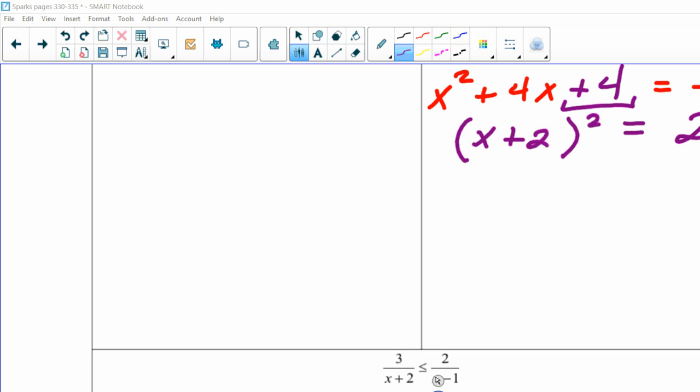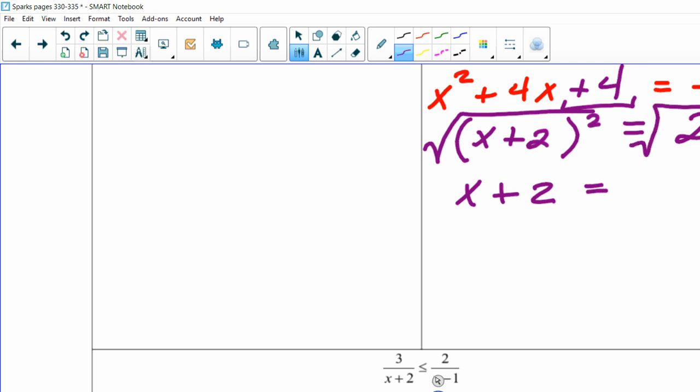How do we work to get that x alone? You've got to add. Square root both sides, and then x plus. Don't forget the plus or minus. You hear me? Don't forget the plus or minus.